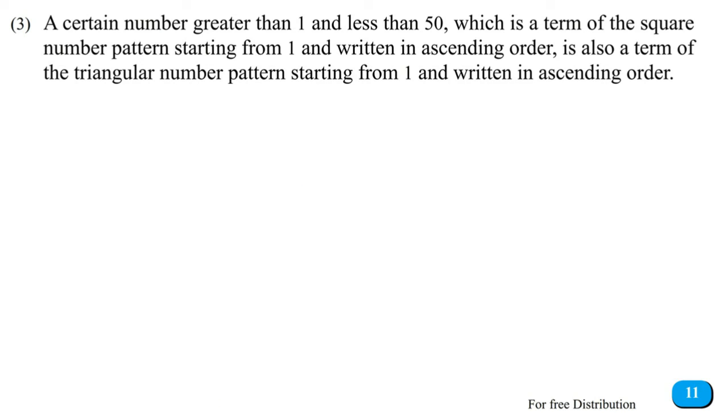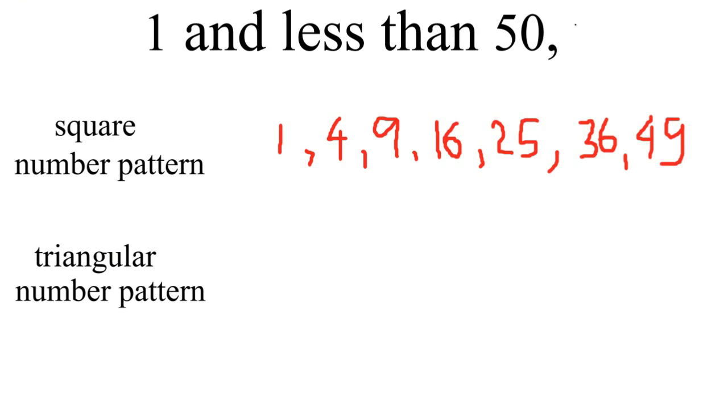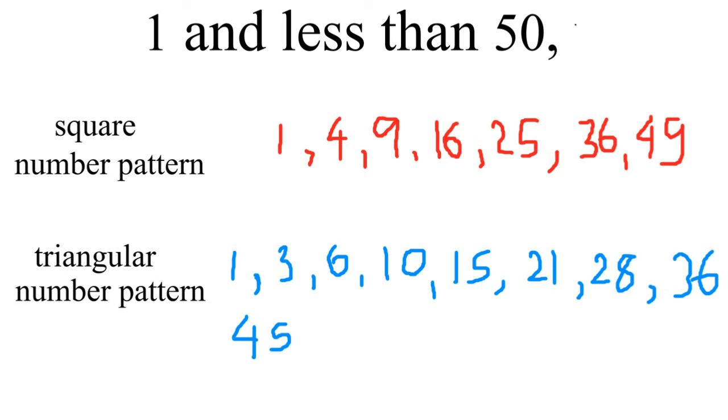A certain number greater than 1 and less than 50, which is a term of the square number pattern. එකට වඩා වැඩි 50ට වඩා අඩු ඉලක්කමක්, square number pattern එකේ term එකක්ලු. ඒ කියන්නේ ස්ථානයක අගයක්ලු. Starting from 1 and written in ascending order, it is also a term of the triangular number pattern. ඒ ඉලක්කම triangular number pattern එකේ ඉලක්කමක්ලු.